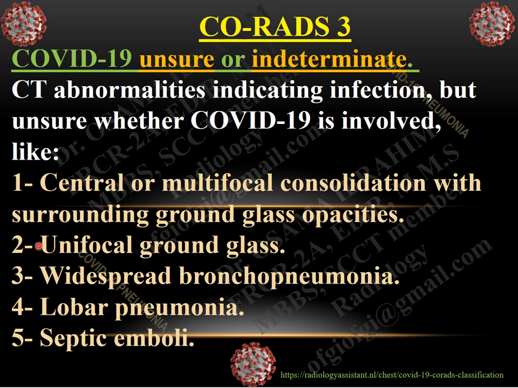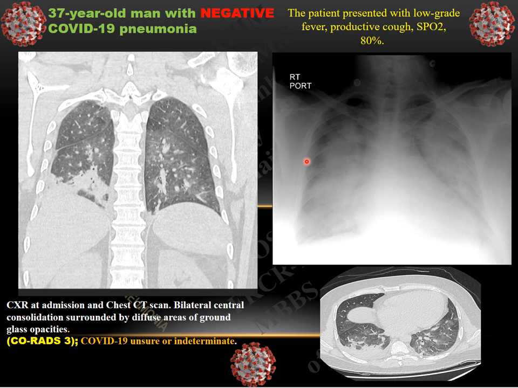Central or multifocal consolidation with surrounding ground glass opacities, or unifocal ground glass. Widespread bronchopneumonia, lobar pneumonia, or septic emboli should be considered an unsure or indeterminate diagnosis for COVID-19, because there are infections, but we are unsure. We'll classify it as CO-RADS 3.